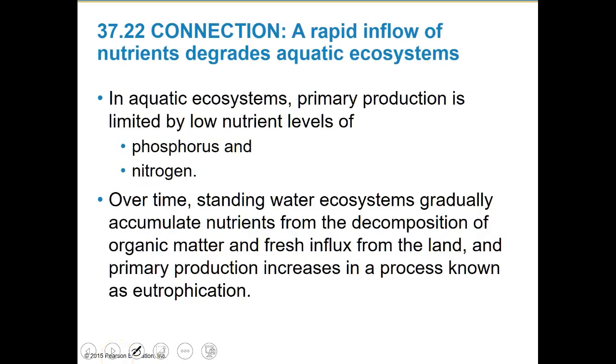In aquatic ecosystems, primary production is limited by low nutrient levels of phosphorus and nitrogen. So over time, standing water ecosystems gradually accumulate nutrients from decomposition of organic matter and fresh influx from the land. The primary production increases in a process known as eutrophication. So eutrophication is this influx of phosphorus and nitrogen. We get this increase of nitrogen and phosphorus in an environment that doesn't normally have it.